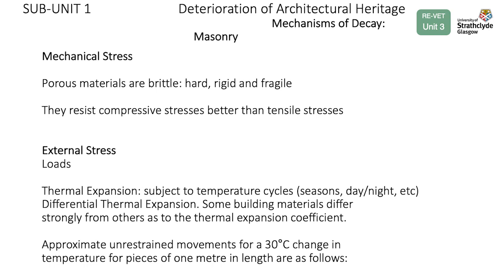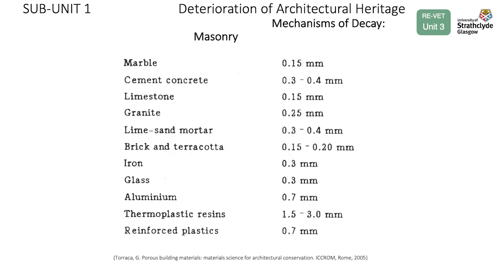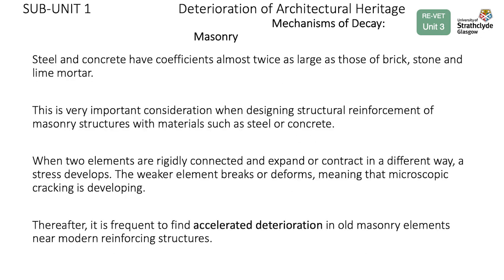This creates a differential thermal expansion, with substantial differences in the thermal expansion coefficient of each material. We can see here approximate and restrained movements on a 1 meter long piece of material for a 30 degrees change in temperature. We should highlight that steel and concrete have coefficients almost twice as large as those of brick, stone, and lime mortar.